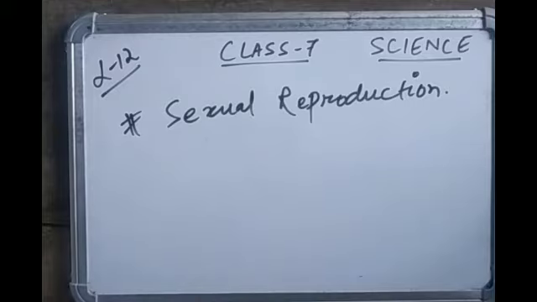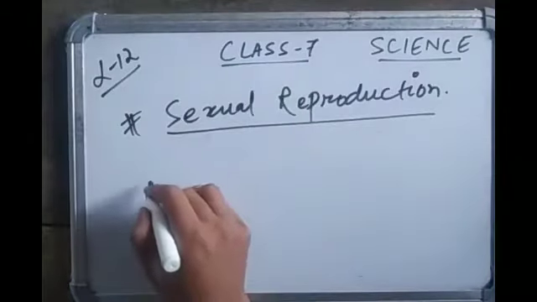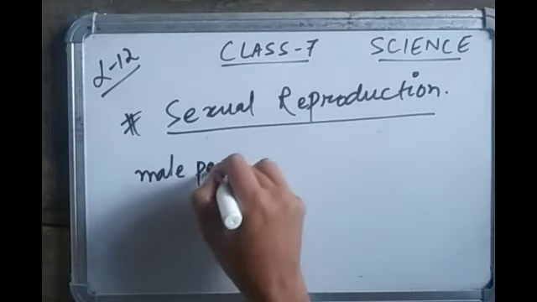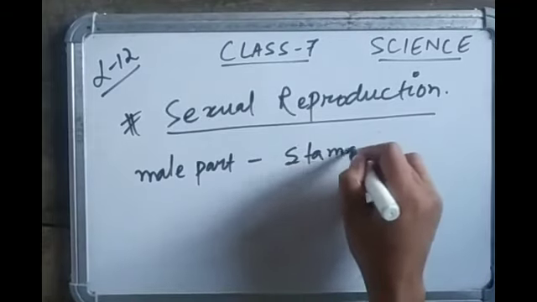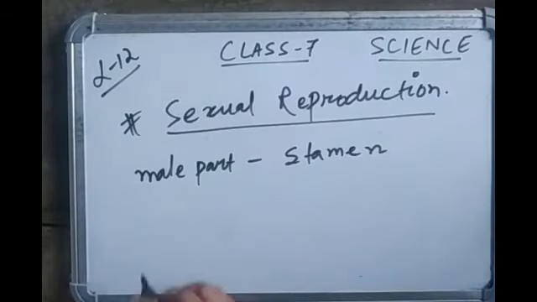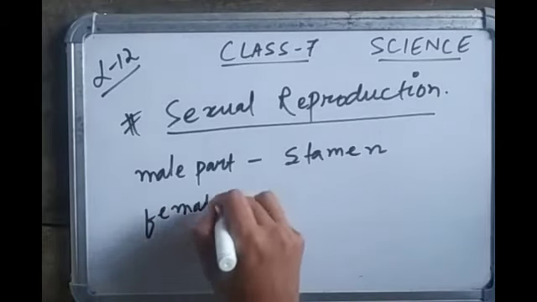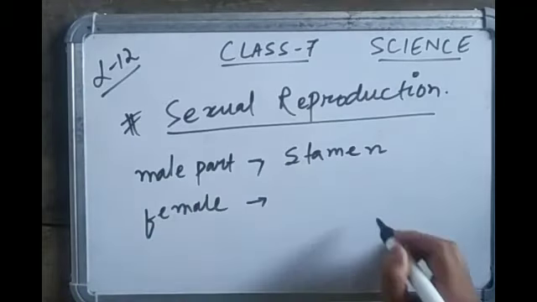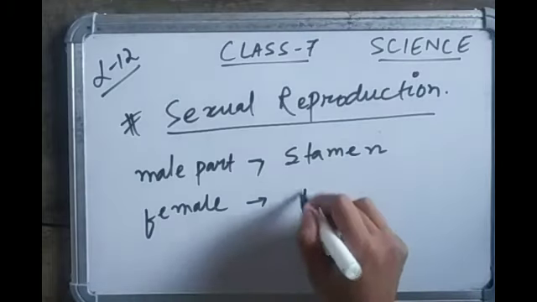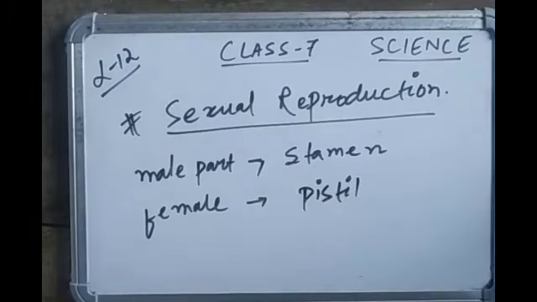In a flower, the stamens are the male parts. So stamen is the male reproductive part and pistil is the female reproductive part. Stamens and pistils come in the flower. Stamen is the male part and pistil is the female reproductive part. So a flower which contains either only pistil or only stamens is called a unisexual flower.